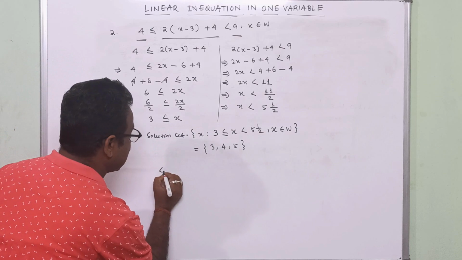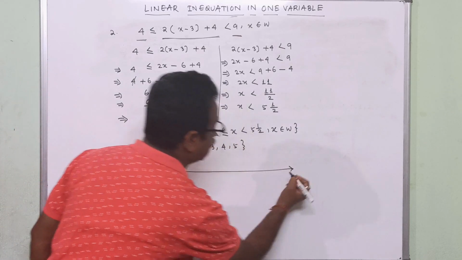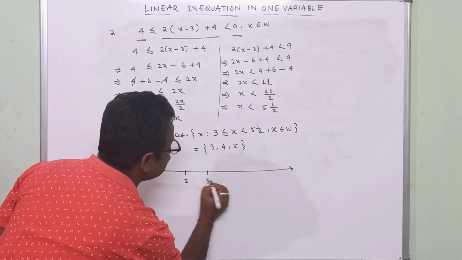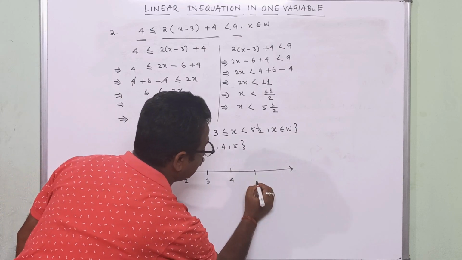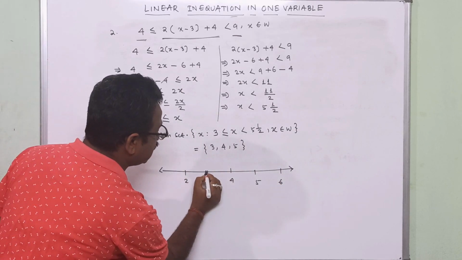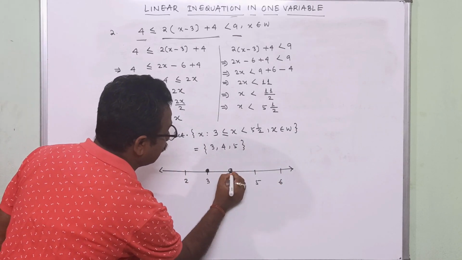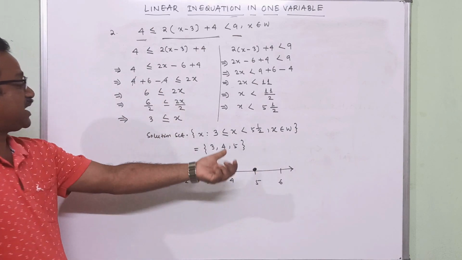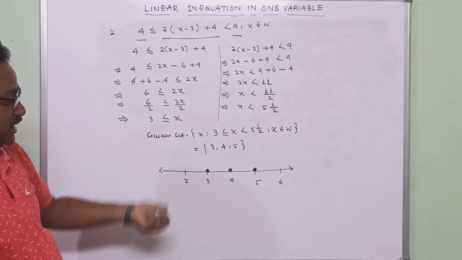Now you have to graph it on the number line. Already I have told you the arrow must be there. For 3, we can start from 2, 3, 4, 5, 6, with equal spacing. So with equal spacing, 3, 4, 5. This is the number line of the given question.